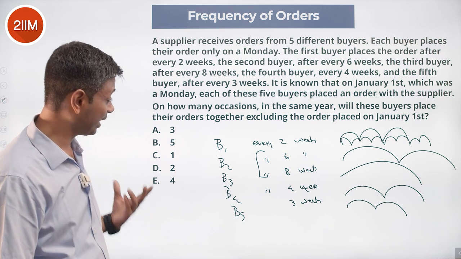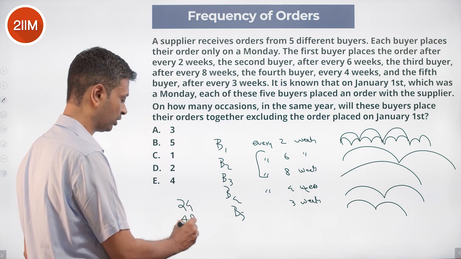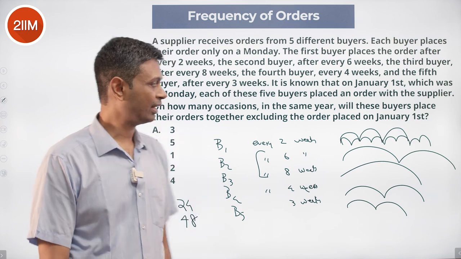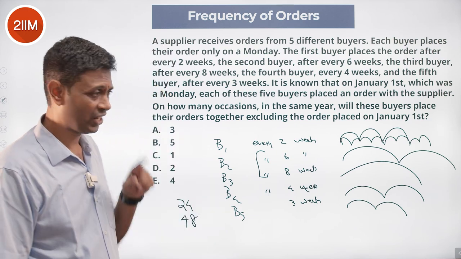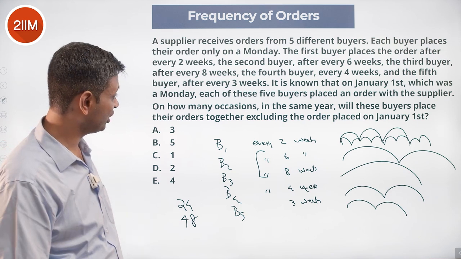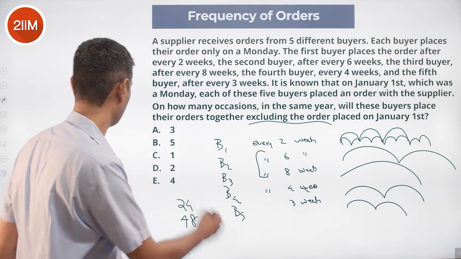So on Jan 1 it happens. 24 weeks after that it will happen. 48 weeks after that it will happen. 72 weeks after that will become the next year. Calculating only that year: Jan 1st, 24 weeks after that, 48 weeks after that. It happens thrice in the year. But saying excluding the order placed on Jan 1st, that is 2 times.